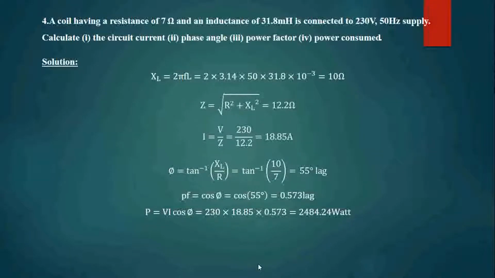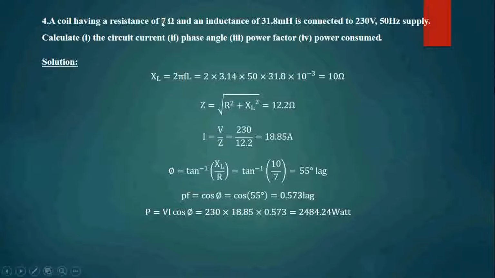We'll move on to problem number 4, in which a coil having a resistance of 7 ohm and an inductance of 31.8 millihenry is connected to a 230 volt 50 hertz supply. Calculate the circuit current, phase angle, power factor and power consumed. First you have to write the given data, XL is equal to 2 pi FL.